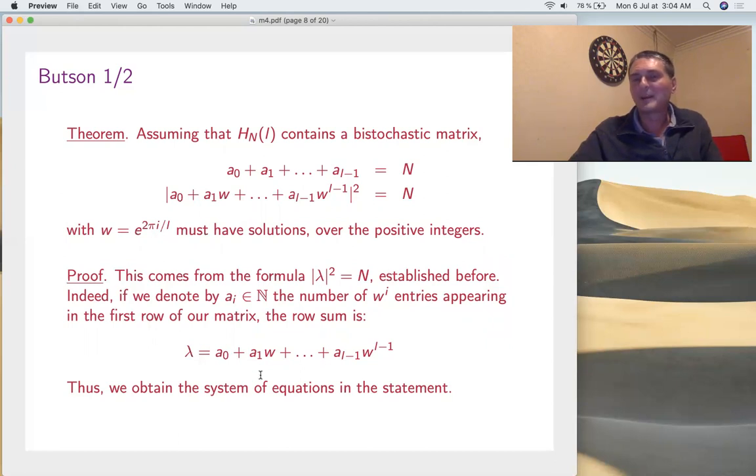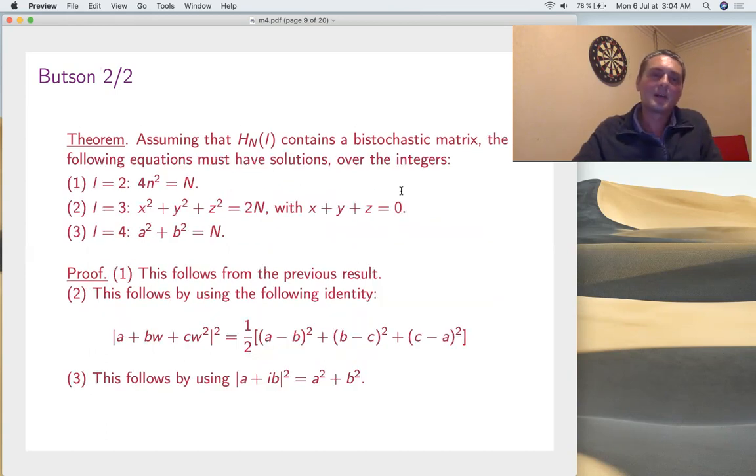Now, this number appears as the row sum, so it's a sum of roots of unity, right? With coefficients say 0 to L minus 1. There are n entries in the row, so this number satisfies this, and then your lambda is this. You see, so you get these two equations. Now, let's see what's going on when n is small.